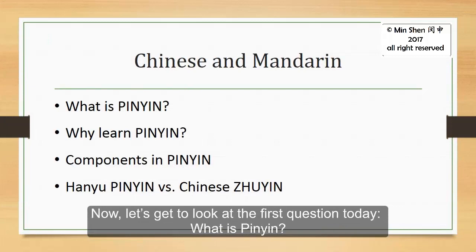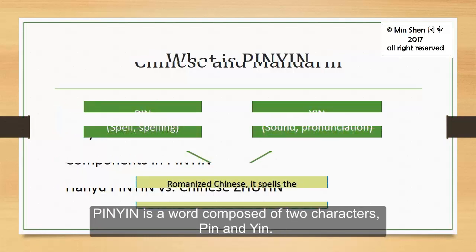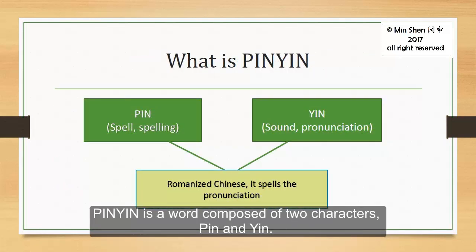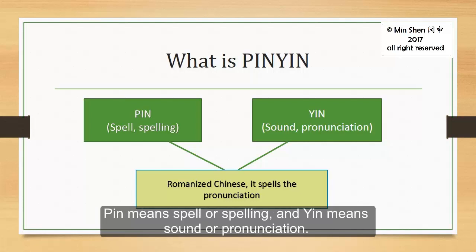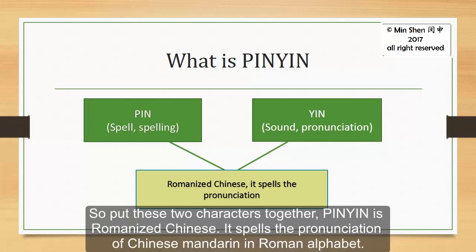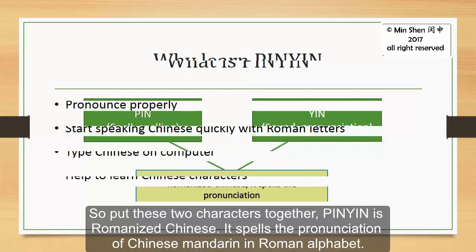Now, let's look at the first question today. What is pinyin? Pinyin is a word composed of two characters, pin and yin. Pin means spell or spelling, and yin means sound or pronunciation. So putting these two characters together, pinyin is Romanized Chinese. It spells the pronunciation of Chinese Mandarin in the Roman alphabet.